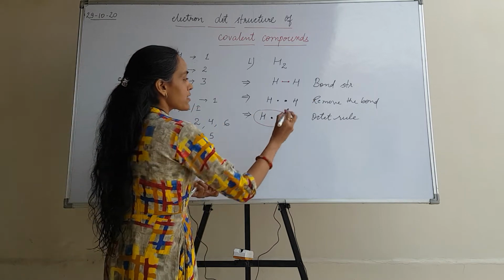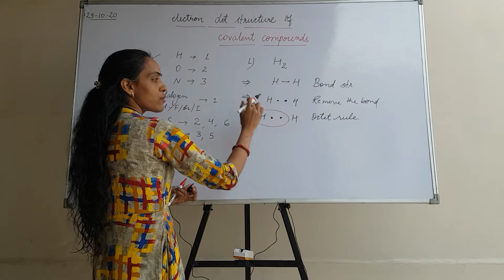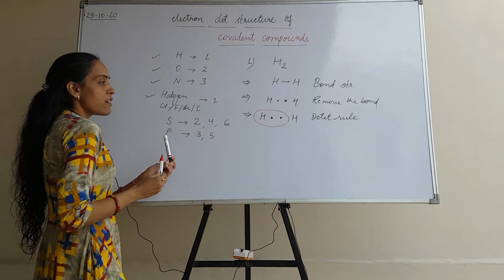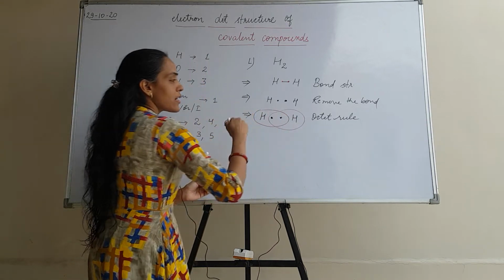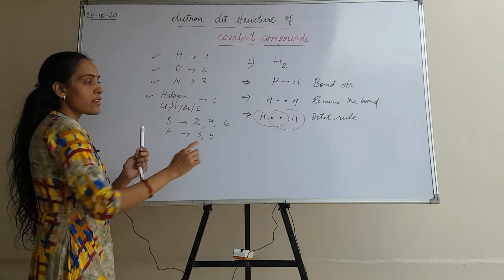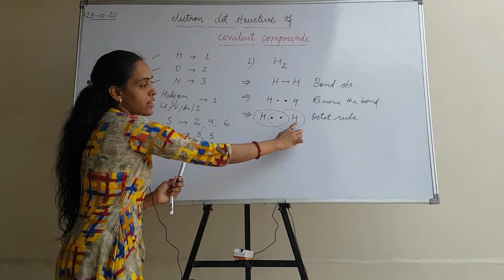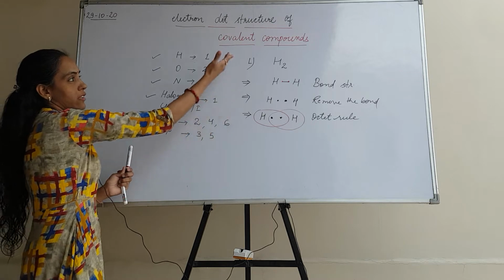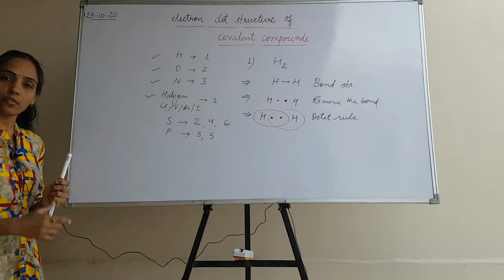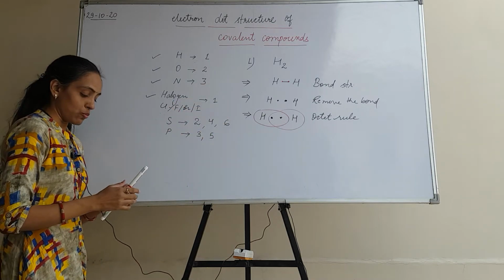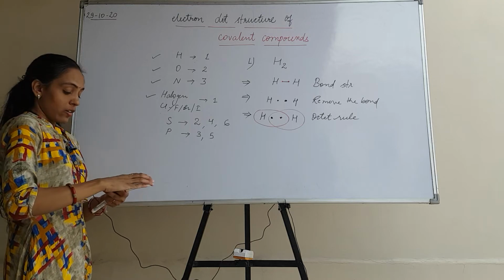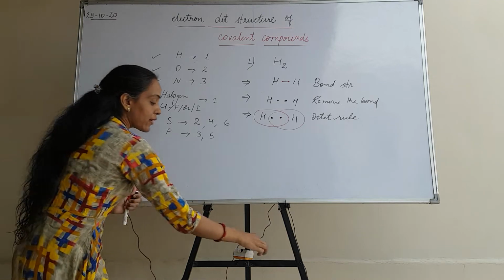When we talk about the second hydrogen, with this hydrogen also 2 electrons, that means for this hydrogen also it is satisfied. Now you can see with this hydrogen also 2 electrons, with this hydrogen also 2 electrons, and this is the electron dot structure of hydrogen molecule H2. Now you may think of any other somewhat complicated ones.